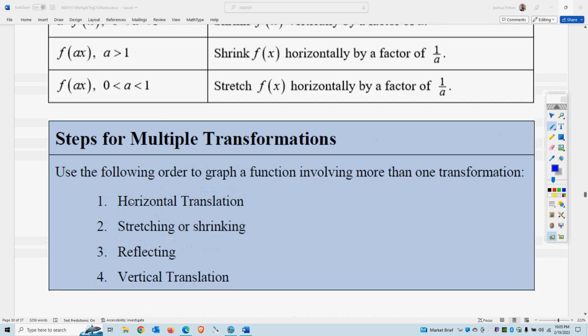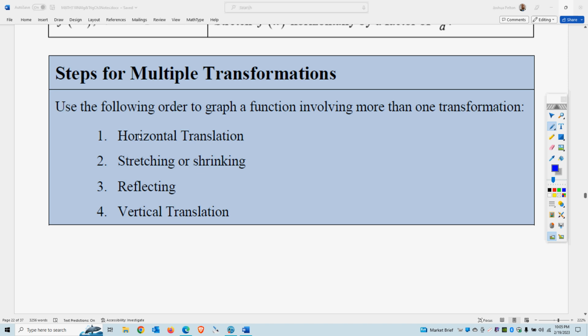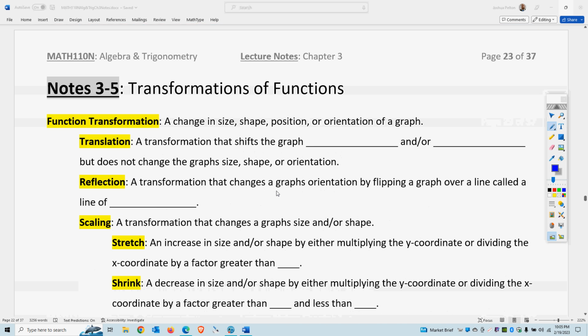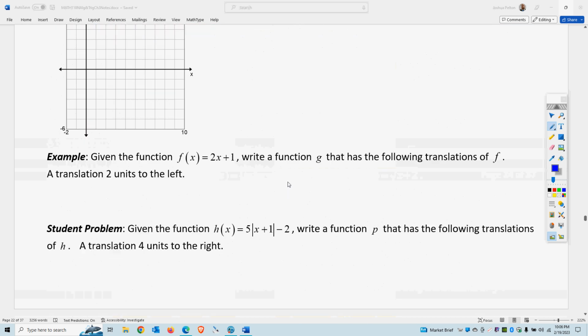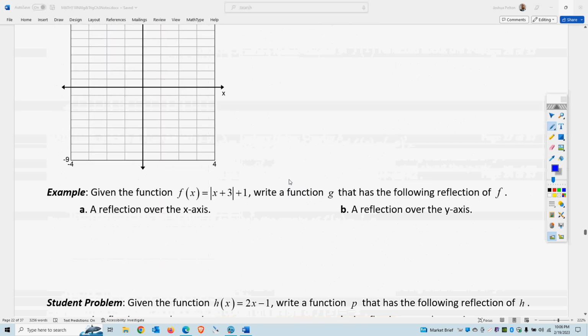So the order right here, which is on page 22, is horizontal translation, stretching and shrinking, reflecting, and then followed by vertical translation. The reason being horizontal translation is parentheses, and vertical translation is adding and subtracting, and of course stretching and shrinking is multiplying and dividing. So that follows the order of operations essentially. Okay, so let's go to these last couple problems here.